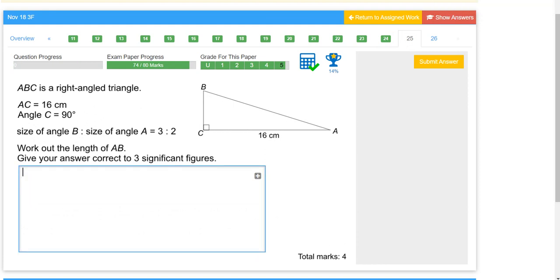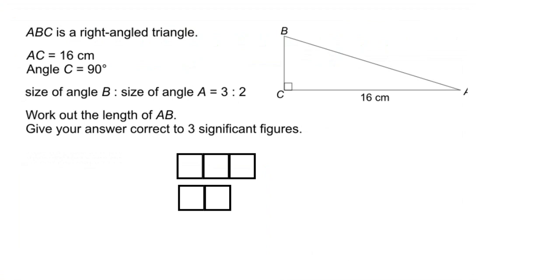So we have a question. I need a diagram here. So if in doubt, draw a diagram. And we are told that we have this right angle triangle and that the size of angle B to A is 3 to 2. So this is B and this is A. Now I notice that this is 90 degrees. So these two together must add up to 90 degrees. So I'm going to draw this.